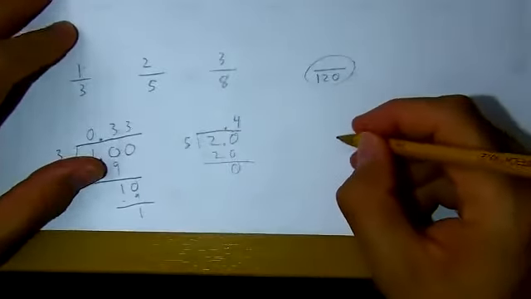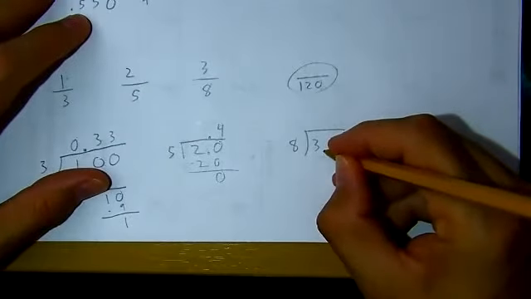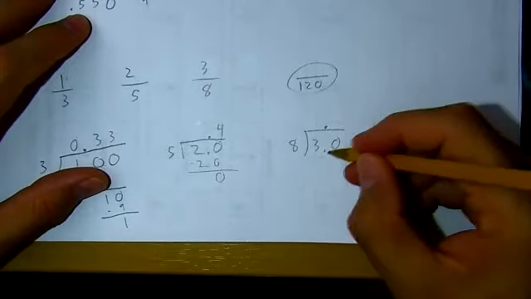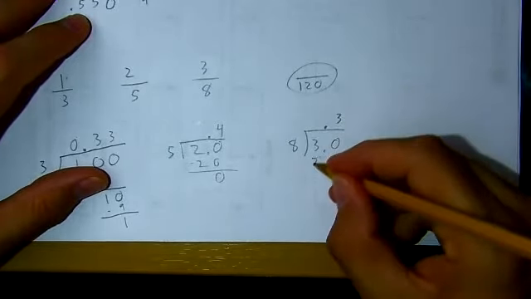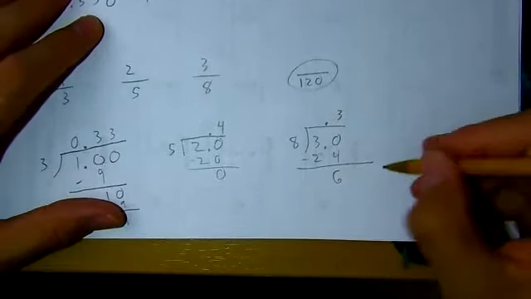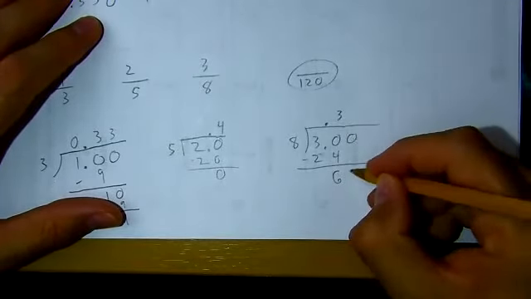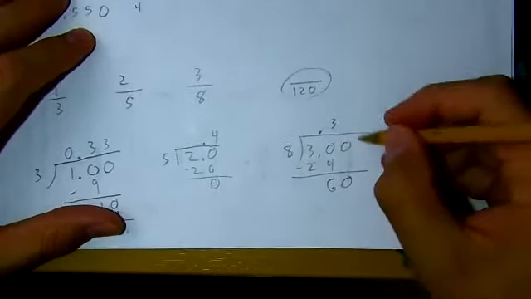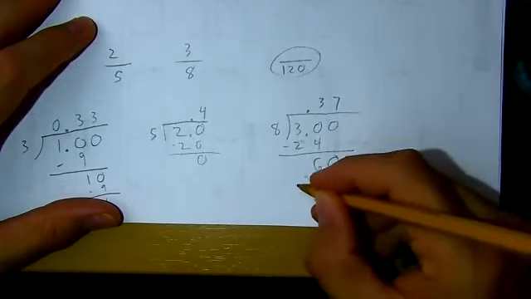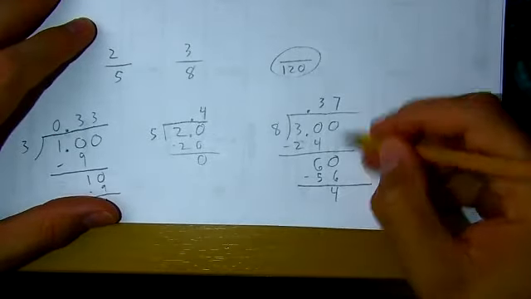3/8. 3 goes inside the bracket, 8 goes outside. Add a decimal and a 0, decimal up here. 8 goes into 30 3 times, which is 24. Subtract, you get 6. Extend your line, add a 0, bring that 0 down. 8 goes into 60 7 times, which is 56. Subtract, and then since you got a 4 down here, you can stop there.